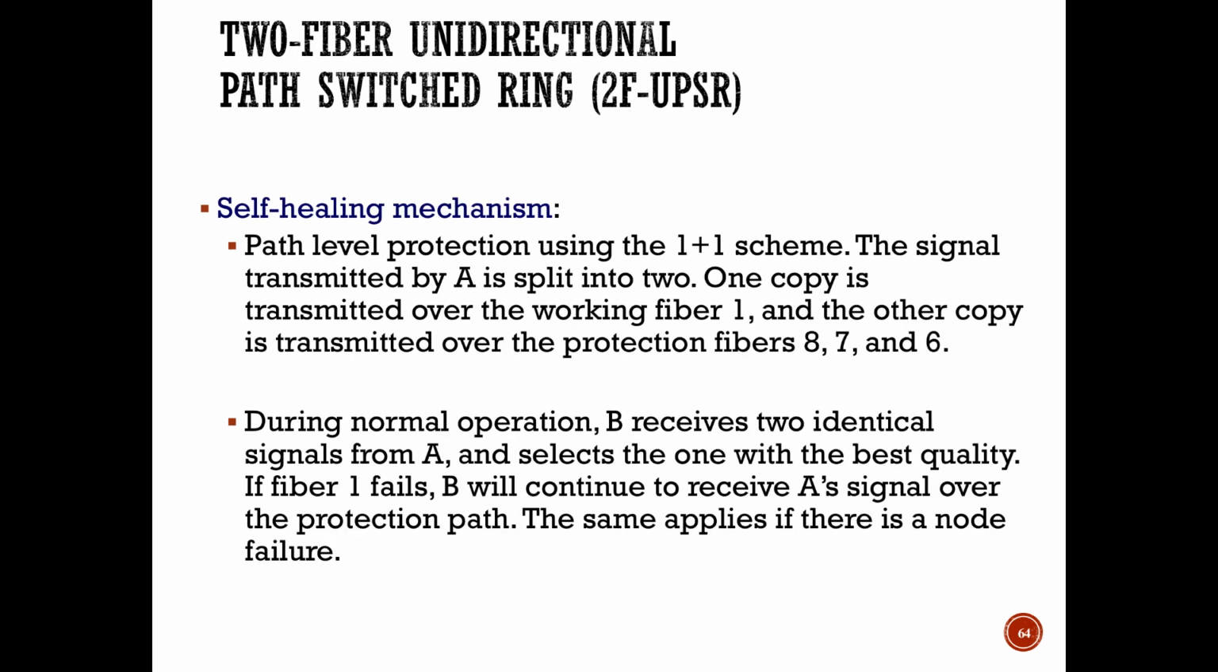Self-healing mechanism. Path-level protection using the 1+1 scheme. The signal transmitted by A is split into 2. One copy is transmitted over the working fiber 1, and the other copy is transmitted over the protection fibers 8, 7, and 6. During normal operation, B receives 2 identical signals from A and selects the one with the best quality. If fiber 1 fails, B will continue to receive A's signal over the protection path. The same applies if there is a node failure.